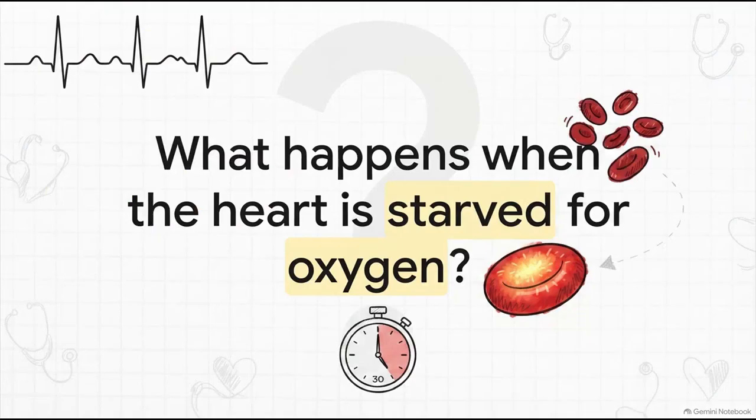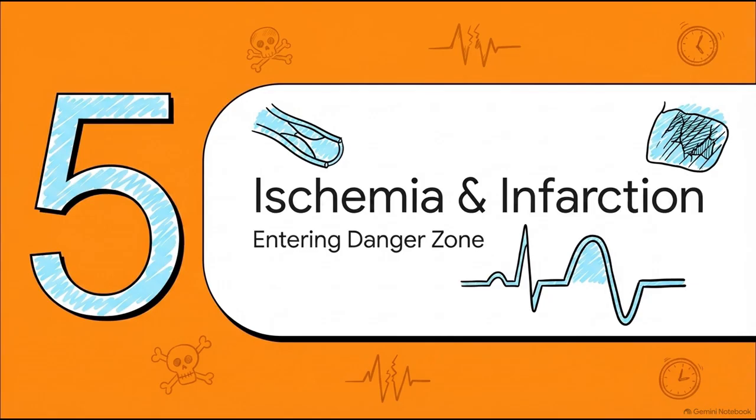All right, so this brings us to a really critical juncture. We've looked at rate, rhythm, timing, and structure, but now we have to ask the absolute highest stakes diagnostic question of all. What exactly happens to these squiggly lines when the heart muscle is actively starving for oxygen? Let's answer that in Section 5, Spotting Ischemia and Infarction. We are officially entering the danger zone.